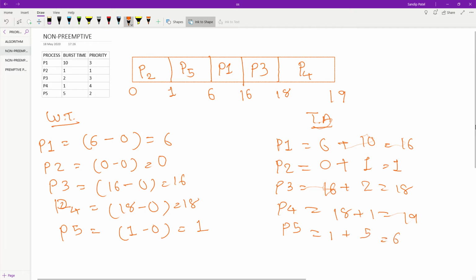So with that you can easily calculate the average waiting time and average turnaround time. Summation of all the waiting times divided by 5, summation of all the turnaround times divided by 5. So here I will write the average waiting time, that is equal to 8.2 milliseconds, and average turnaround time is equal to 12 milliseconds. So with this we are completing this example of the non-preemptive priority scheduling algorithm, right?